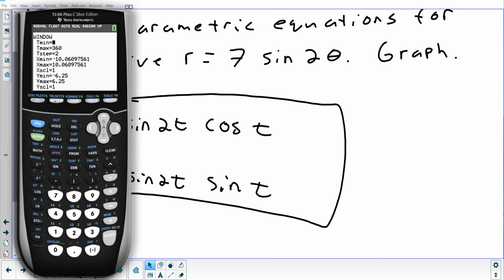Right, check your window. 0 to 360? Nope, that's not going to work. I only want to go 0 to 2 pi because I'm in radians. And I don't want to go by 2s. What would be a good step? 0.1. Let's hit graph.